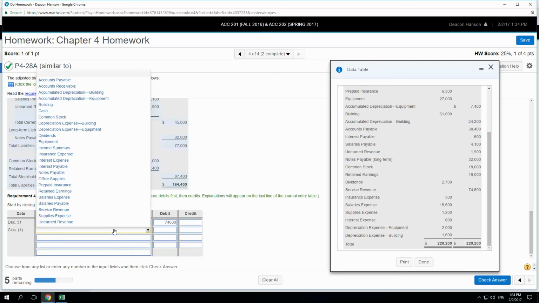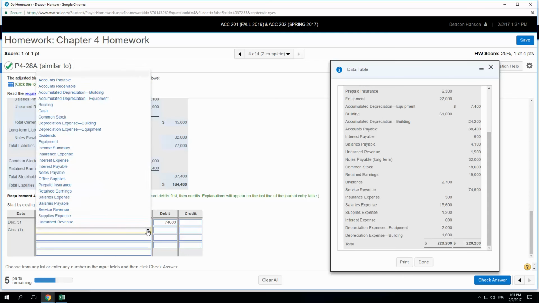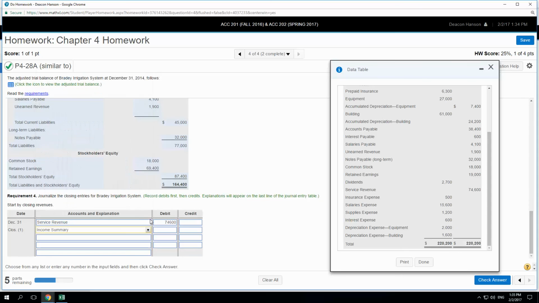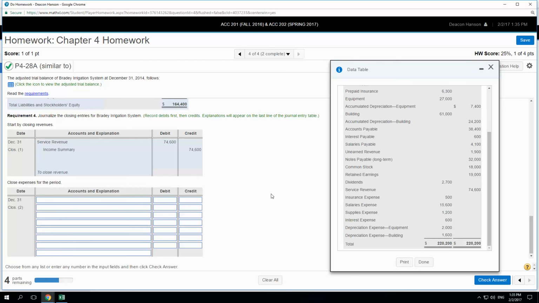And what account do I credit? Do you guys remember? When I close revenue? Exactly, income summary. Right, so I'm going to credit income summary, 74,600. And then it wants you to put a little memo in down here. So this is to close revenue. Okay.